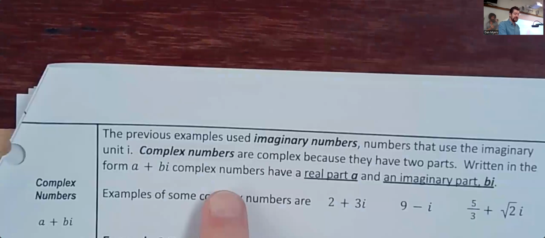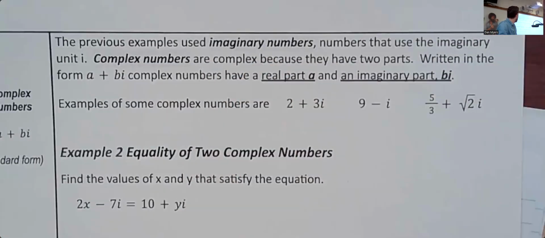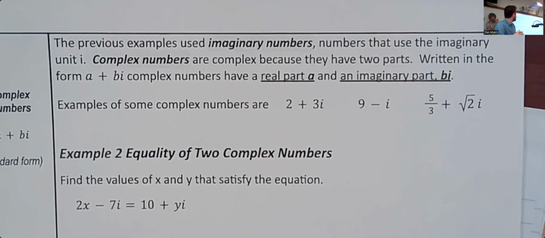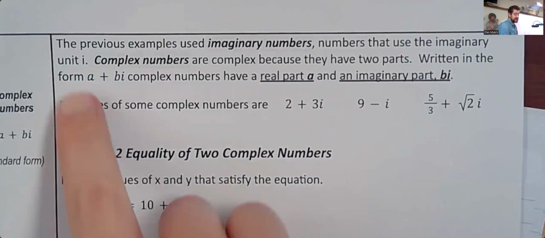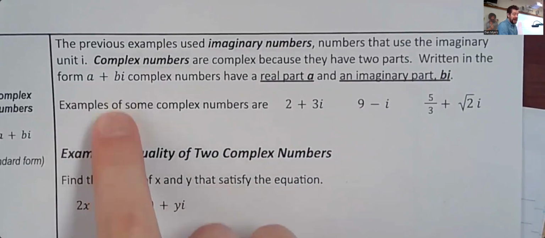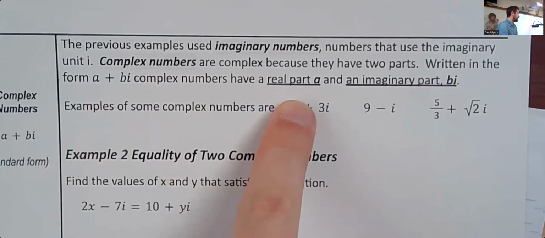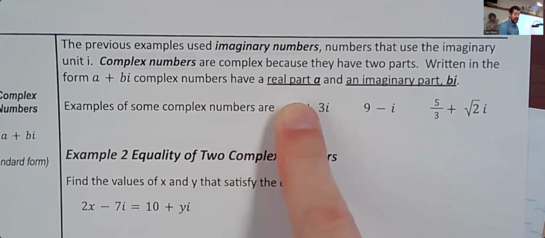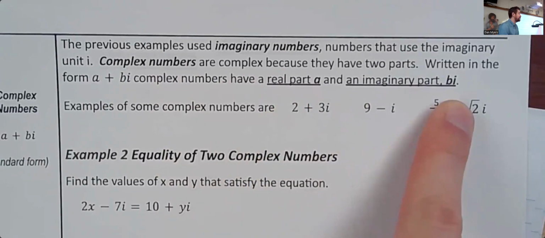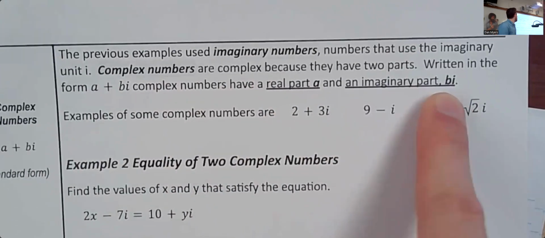So the previous examples used imaginary numbers, which are numbers that use the imaginary unit i. Complex numbers are complex because they have two parts. Think of it like a binomial. It's written in the form a plus bi, where a is your real number. That's the part of the number that is real. And then the imaginary part is bi.